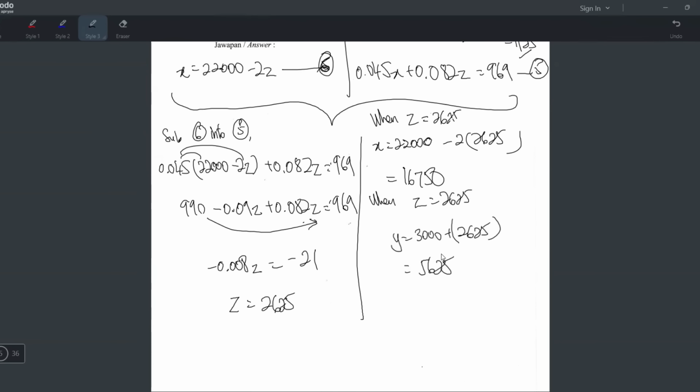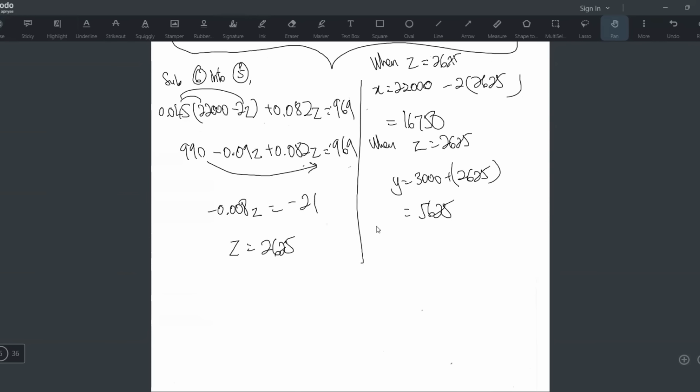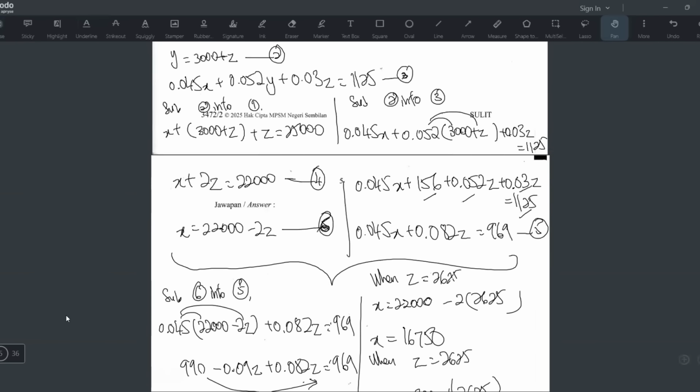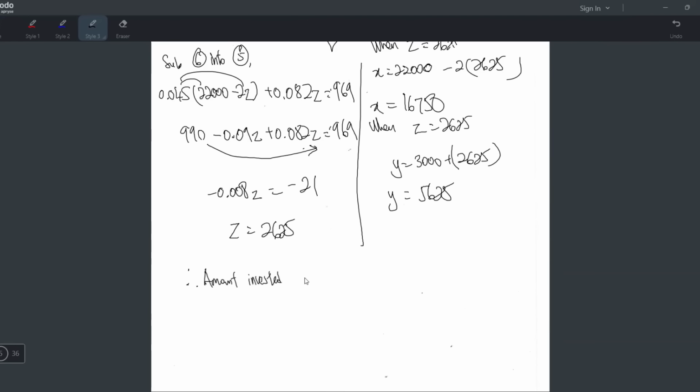Okay, now what we have to do now is write down one line and write all the answers. Okay, the question asks us to find how much is invested in each unit. So I don't think you can write X equals 16750, Y equals, Z equals. So I think it's better you write like this, dot dot dot. Okay, what is the X? Amount invested in Arif. So I'll just write amount invested in Arif. And then the next one would be amount invested in Bijak.